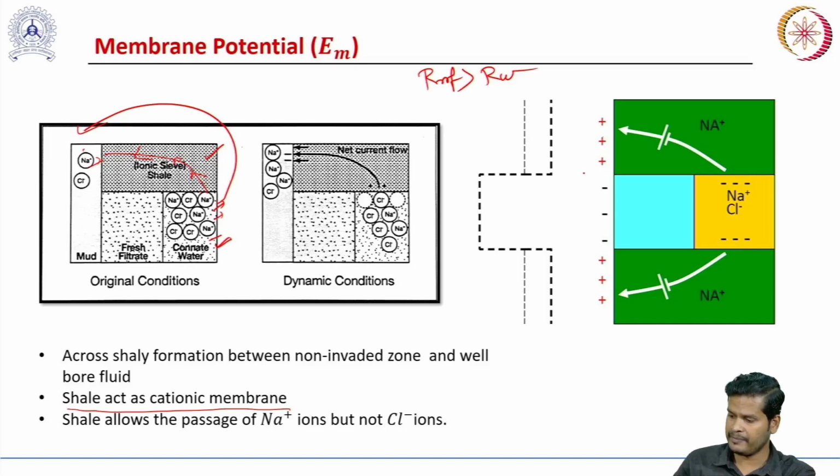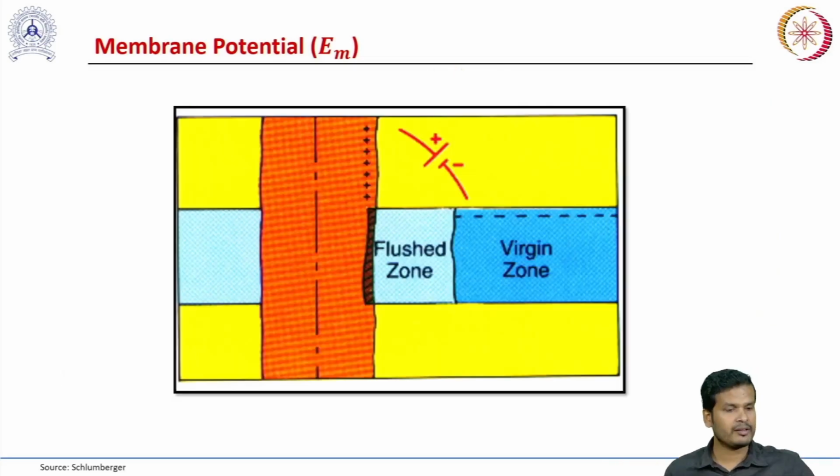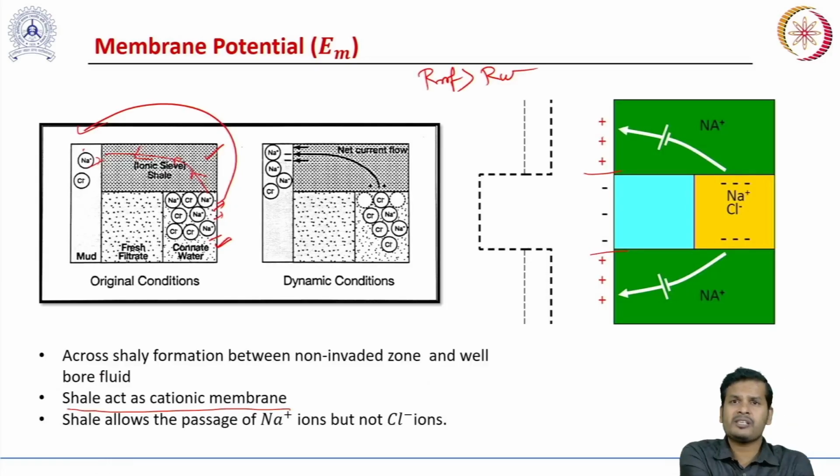So that's why you can see here, at the boundary we'll have positive ions, because the positive ions are flowing in that direction. That's why we'll have the EMF direction like this. So the direction of the EMF or direction of potential which is being developed will be in this direction. So to summarize, membrane potential exists at the boundary across shale and the porous permeable formation because shale acts as a cationic membrane. It allows the movement of cations from the formation water to our wellbore, a current will flow due to that, and a potential will exist.